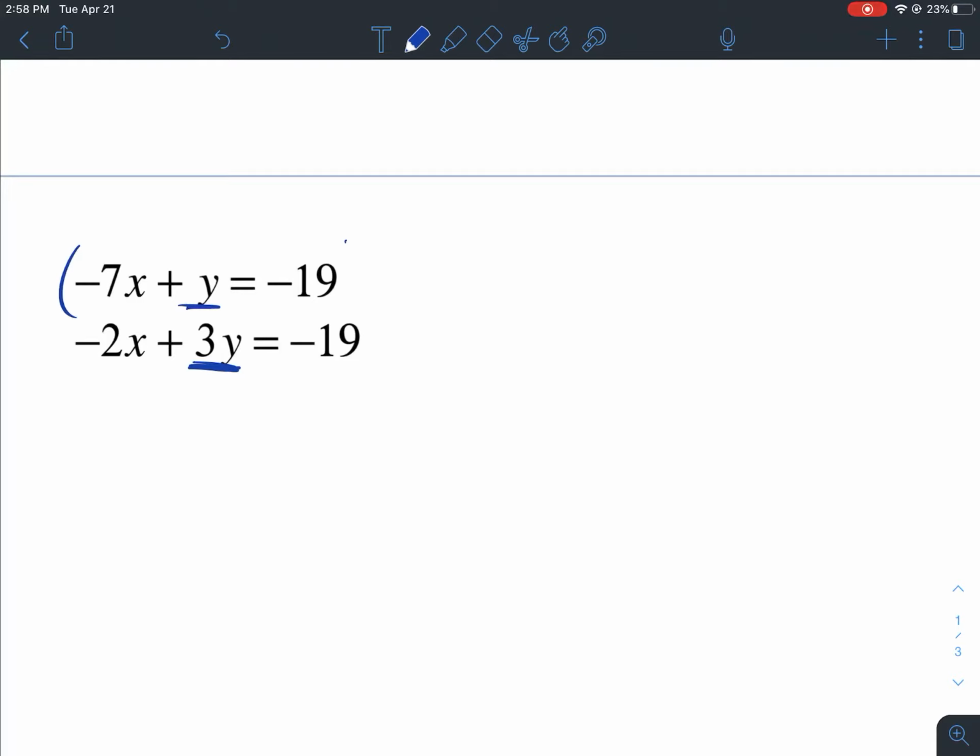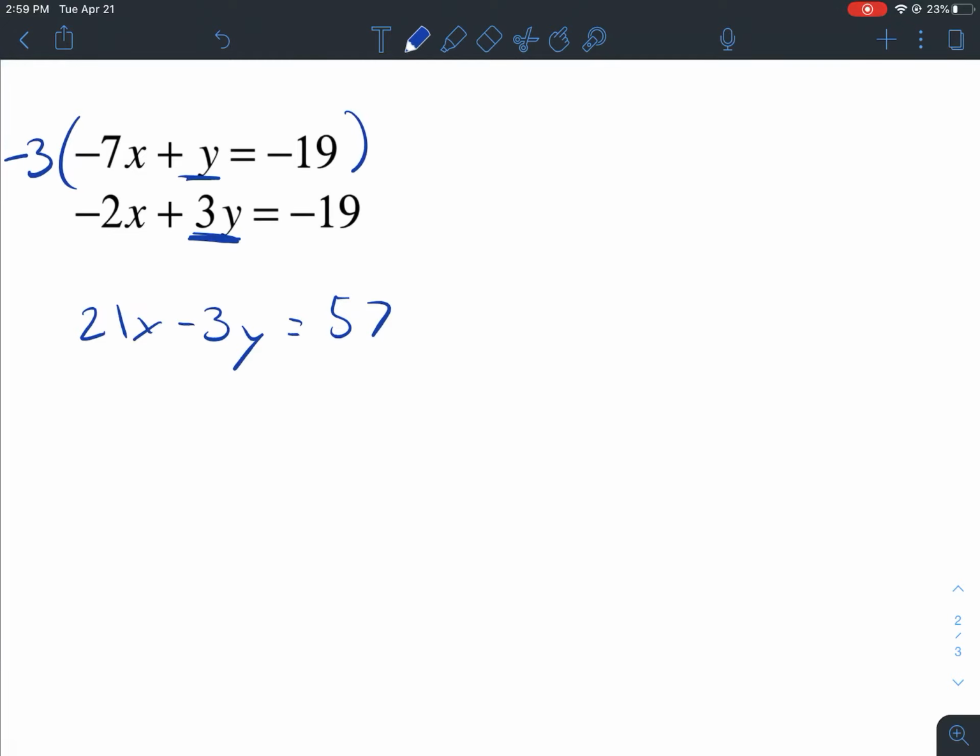In order for him to cancel out, I'm going to multiply this top row by negative 3. And the reason I chose to do that is because I want a negative 3 and a positive 3 to add up to 0. So I'm going to go ahead and multiply that top row by negative 3. I get 21x minus 3y equals 57. And then I'm just going to go ahead and rewrite the second one again. No changes. So minus 2x plus 3y equals negative 19.